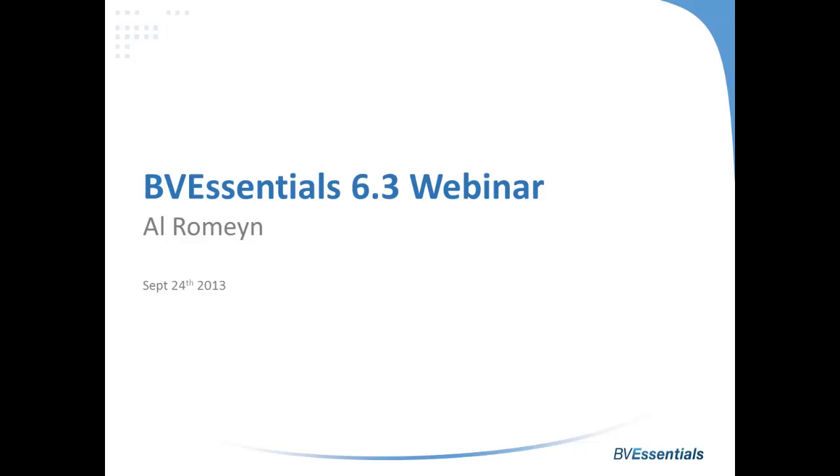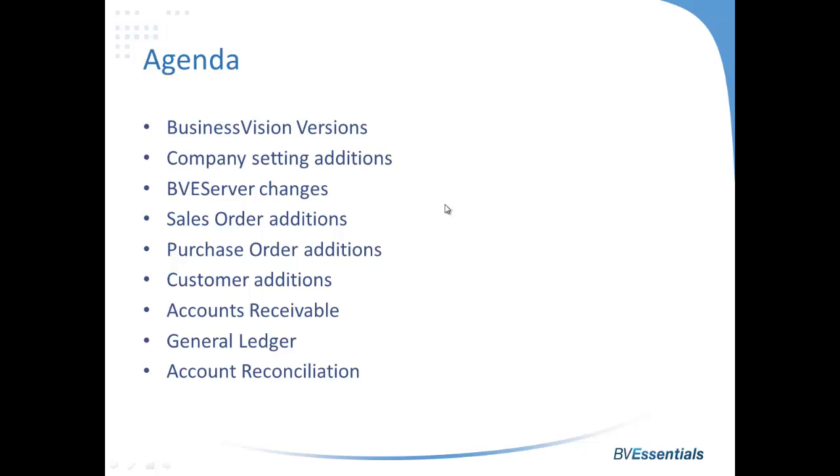Thank you for attending today's seminar on the changes to BVEssentials 6.3, which is being released in the next few days. We're going to go through several points. I'm going to go through some just as slides and then dig into some parts of the program in more depth. So what we're going to look at today is what versions we're compliant with. We've made some changes to company settings, some server changes, some additions to sales orders, purchase order additions, customer additions. We've added accounts receivable, we've added a general ledger, and we've added account reconciliation.